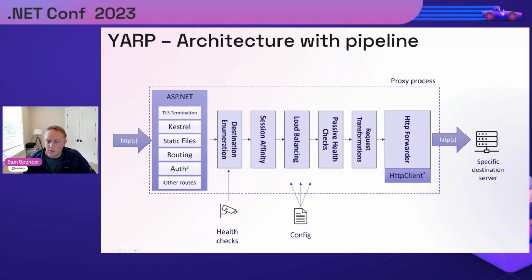We've got a number of load balancing algorithms in YARP. The one that we prefer and that is used by default is a power of two policy. What that does is it randomly selects two destinations from the available destinations, and then uses the least loaded of those two.